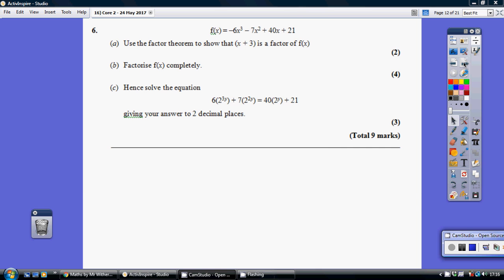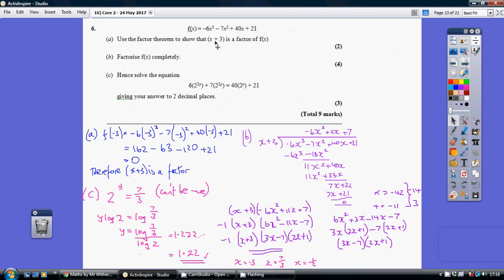Question 6. So, using the factor theorem, we just simply have to substitute minus 3 into the function and check that we get 0. So substituting minus 3 in here, we get this, which equals 0, therefore x plus 3 is a factor. Now for part B, we've got to factorise this completely, so we do this using our algebraic long division.